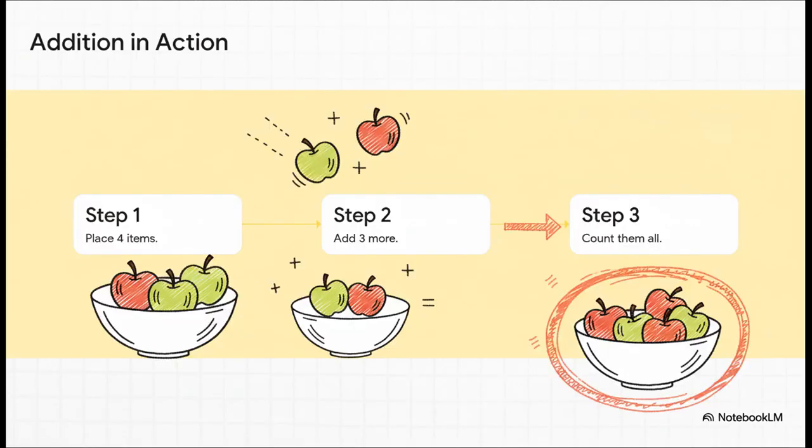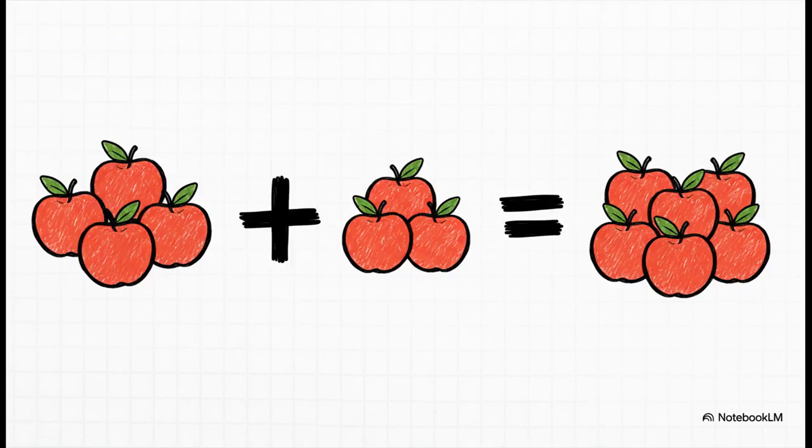Let's make this real for a second. Imagine you have 4 apples in a bowl. A friend gives you 3 more. So what do you do? You combine the 2 groups. First, you see the separate parts, and then you bring them all together to find the new total. And this is how we translate that action into math. 4 apples plus 3 more equals a total of 7. That plus sign? It's really just a shortcut for the action of putting them together.